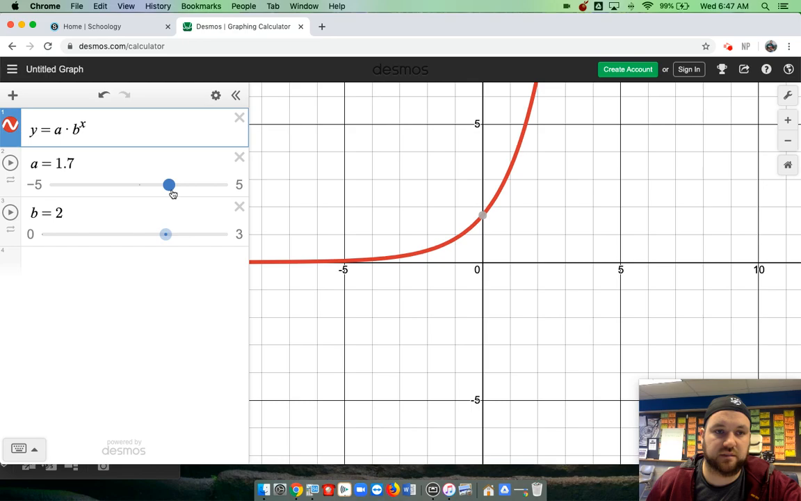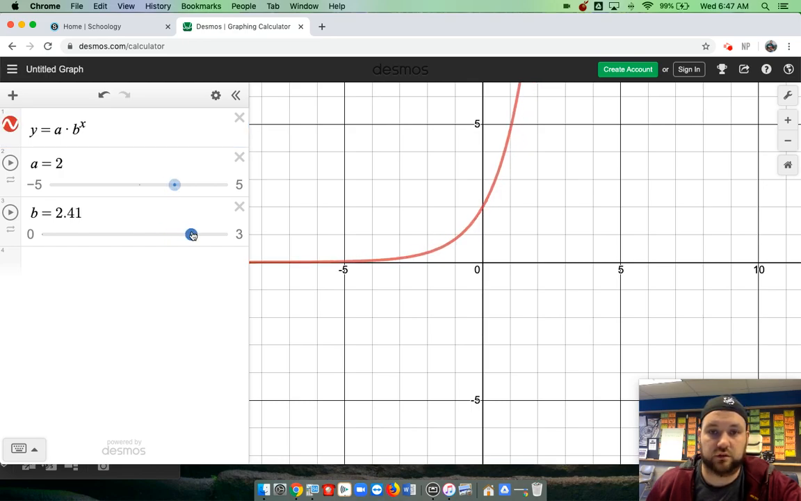If I bring this back to the positive 2 and I change the growth factor, okay, if I push the growth factor out to 3, you'll see that it makes the graph steeper.